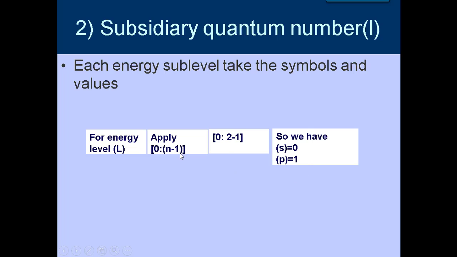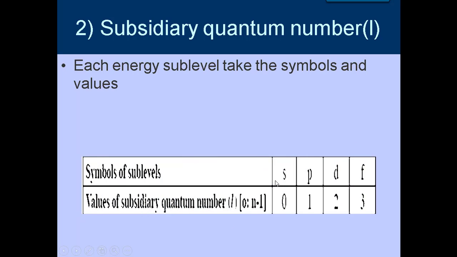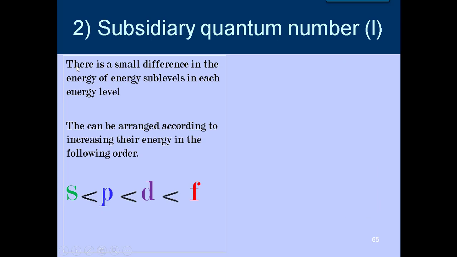By applying this range to the third and the fourth energy levels, we can get these values. So we have S, its number is 0. P, its number is 1. D sublevel takes 2, and F takes 3. You have to know that there is a small difference in the energy of the energy sublevels in each energy level. They can be arranged in increasing order of energy as follows: S has the lowest energy, P has higher energy, then D, and the highest in energy is the F sublevel.